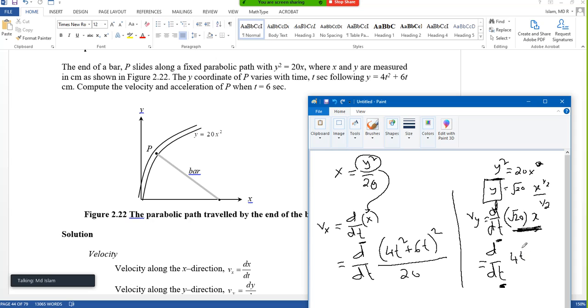Y is 40 t square plus 60. Maybe I told you at the beginning this problem is a little advanced. The reason is that x and y are not given directly. I need to make the equation. Here they just gave me the equation of the path and how my y coordinate of the path varies with time. So I need to use these two equations to get my desired equation.